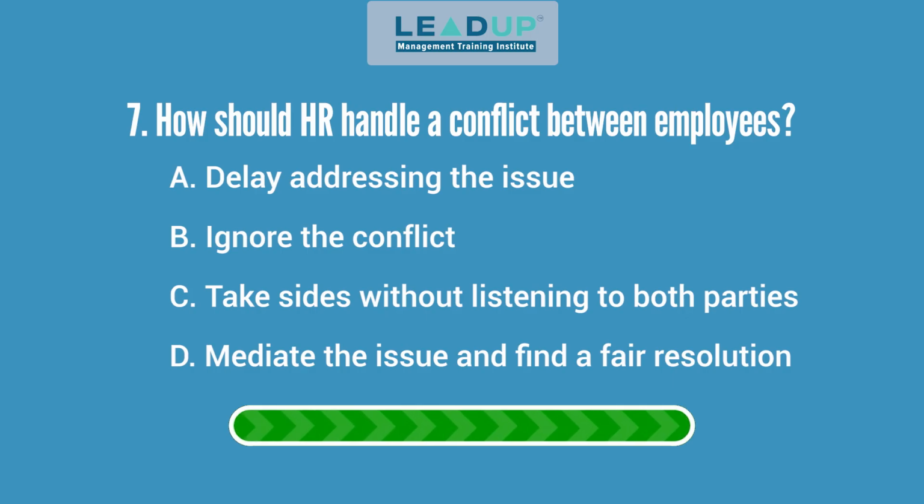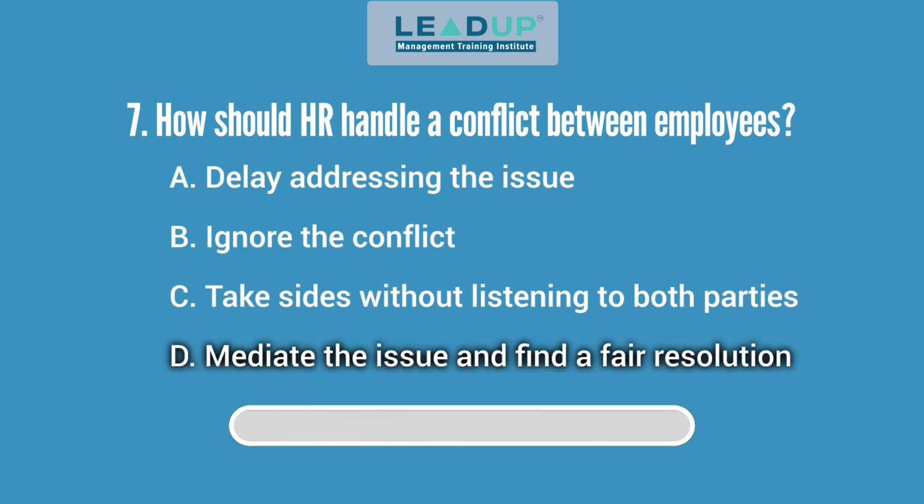Question 7. How should HR handle a conflict between employees? A. Delay addressing the issue. B. Ignore the conflict. C. Take sides without listening to both parties. And D. Mediate the issue and find a fair resolution. Answer: Mediate the issue and find a fair resolution.